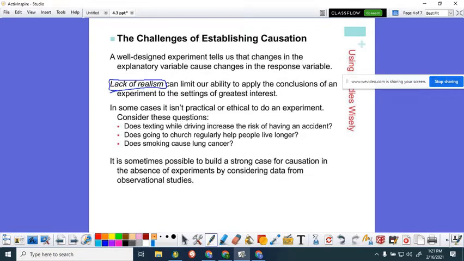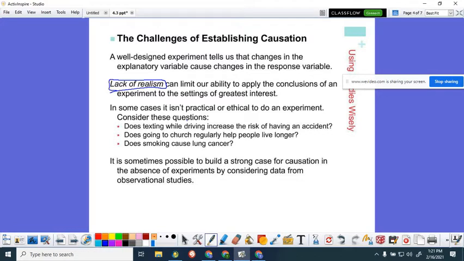So you have people drink some alcohol or take something that makes them feel like they have been drinking alcohol, and you tell them you want to measure their response time while driving. Well, you can't put them in a car when they're drunk and let them drive around. So what we do is we put them in a little simulator and we try to mimic real life. Well, that's a lack of realism.